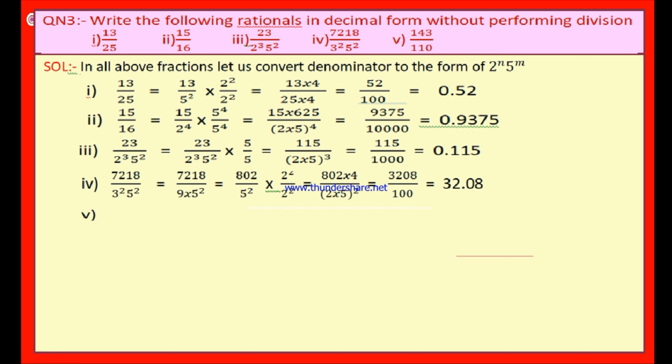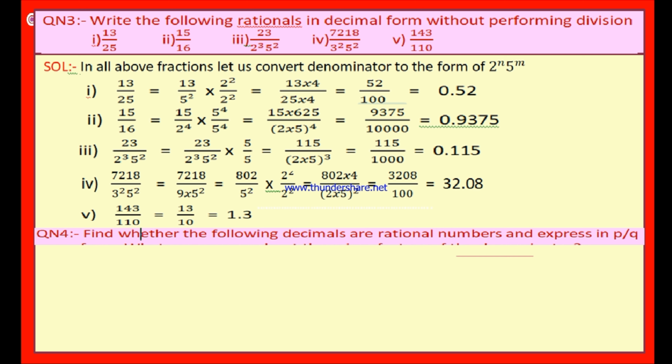Now the fifth bit, 143 by 110. Now you can divide both numerator and denominator with 11. 11 into 143, 13 times, and 110 divided by 11, 10 times. So 13 by 10, only one 0 is there. Therefore, keep the point after one decimal place, that is 1.3.